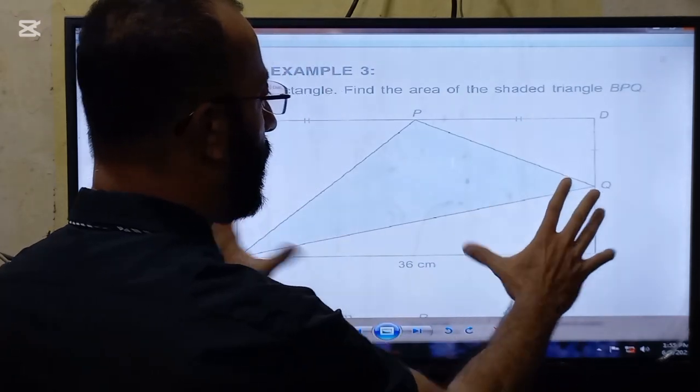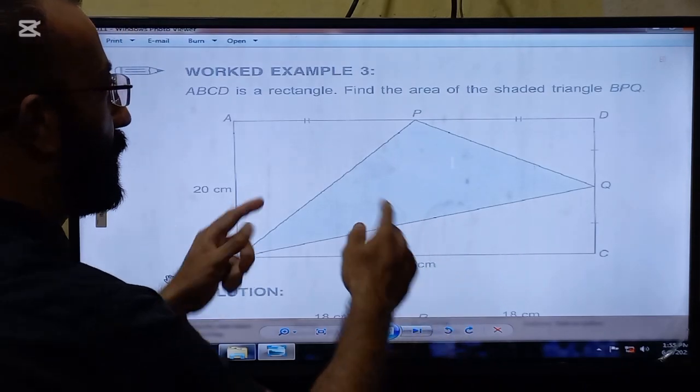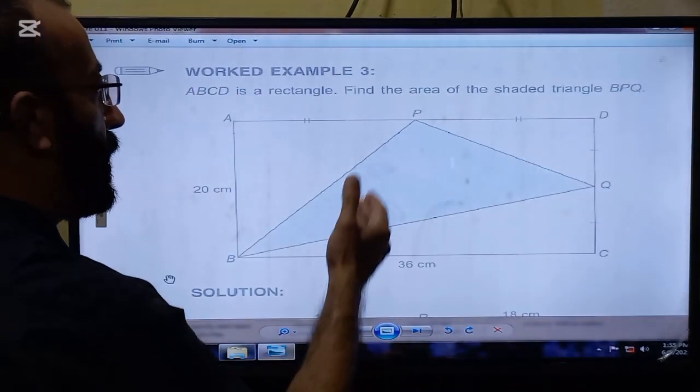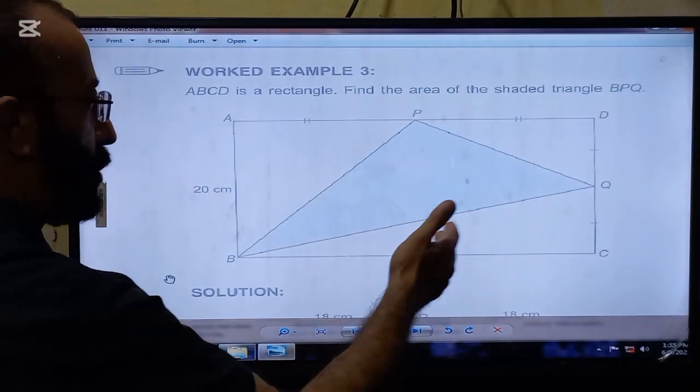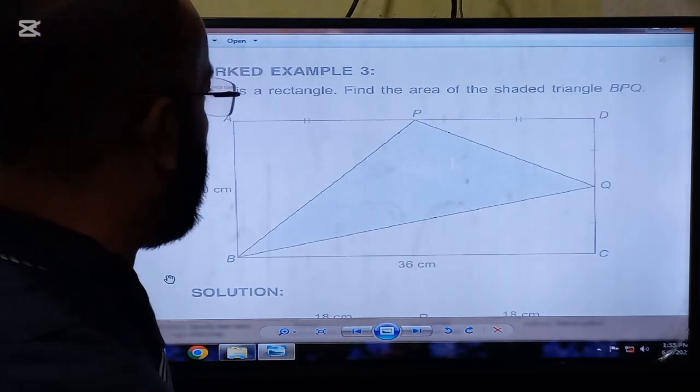So these are the areas of three triangles which will be subtracted from the area of the rectangle to get the area of the shaded portion. So this will be the method.